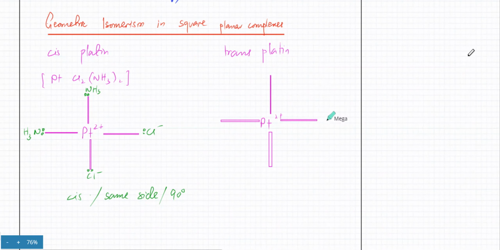So it has four sides, and you have Cl minus, but now the Cl minus ions are on opposite sides. And you have NH3s and the NH3s are also on opposite sides. So they're all on opposite sides now. Now it's going to be called a trans version of the molecule. So this is your trans version because they are on opposite sides. And the angles now are 180 degrees.